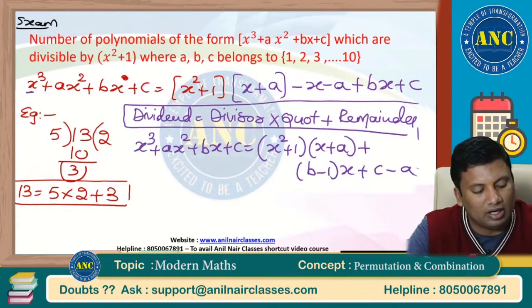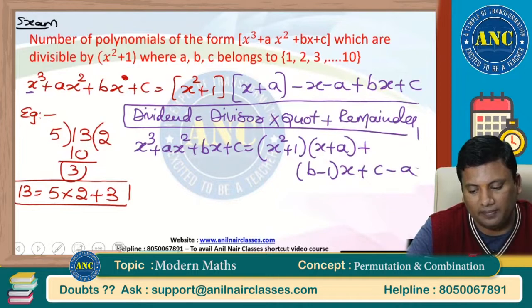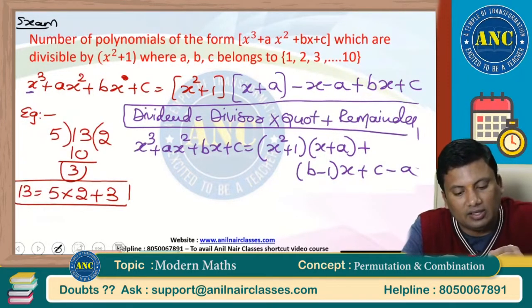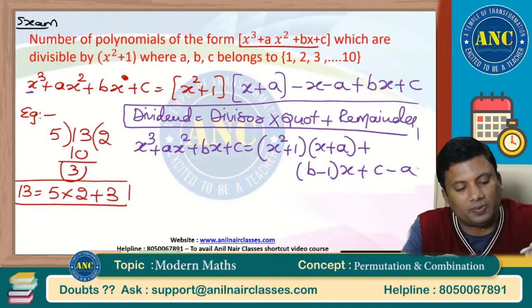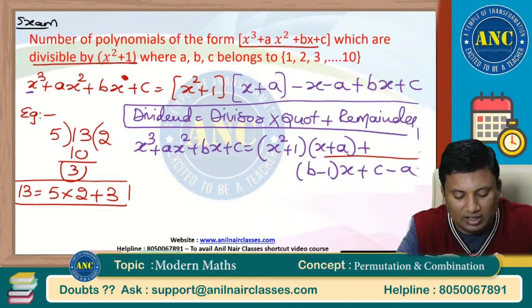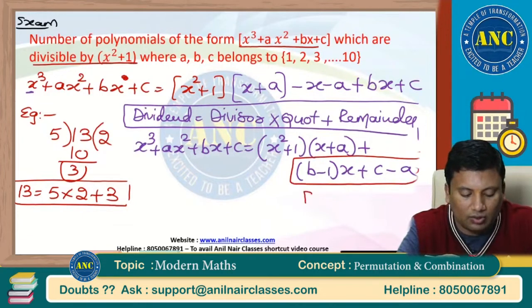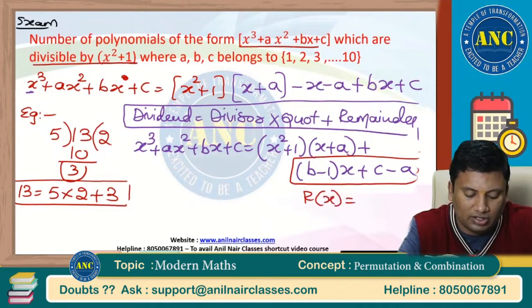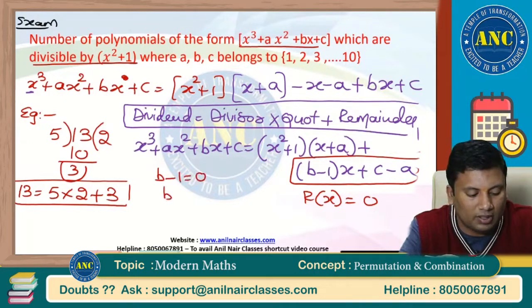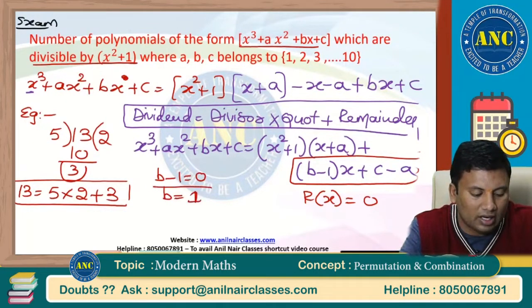B minus 1 into x plus c minus a. I hope it is clear. This cubic expression is perfectly divisible by this one. That means the remainder R of x should be 0. Remainder 0 means b minus 1 should be 0. B is equivalent to 1. C is equivalent to a.